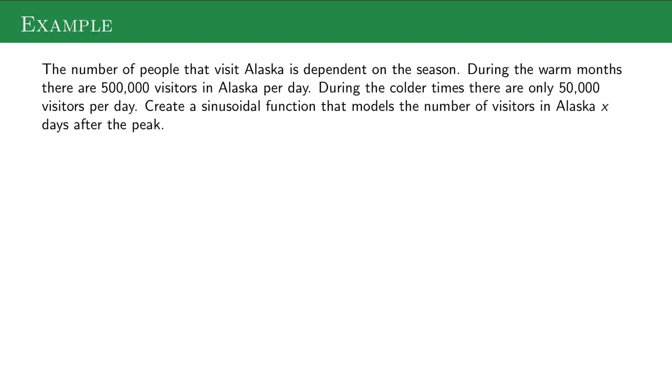If you just look at this example, or you can pause real quick and read it. So we're looking at Alaska. At the highest point, we have 500,000 people. The lowest point, we have 50,000 people. And we want to do this based on the number of days.